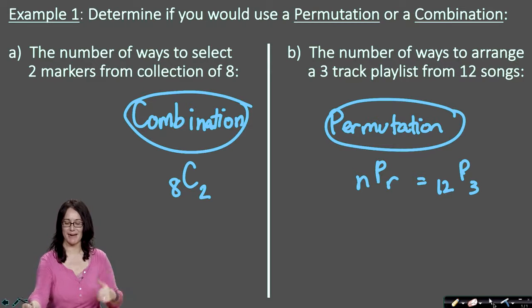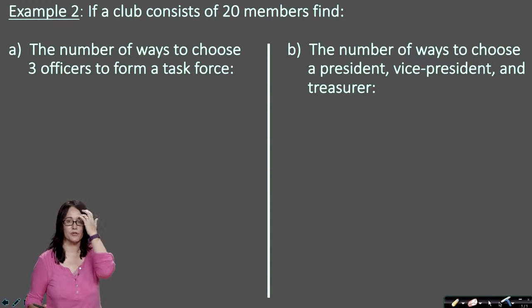All right, let's practice getting some of these answers in our next example. Example 2, suppose you have 20 members in your club. Question A says, find the number of ways that you could choose 3 officers to form a task force for something. The question you ask yourself again is, can I repeat? Well, no, once you pick someone, you've picked them.